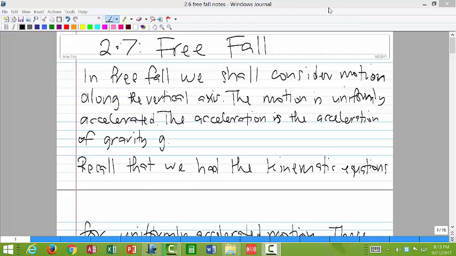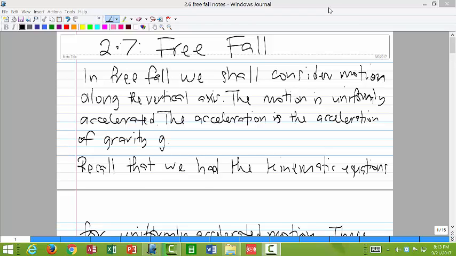In this lecture, we shall be looking at free fall. In free fall, let's consider the motion of an object along the vertical axis. In this case, we are talking about the y vertical axis. Since the object is in free fall, we're going to start off by assuming that there is no air resistance. So that's why we call it free fall motion.